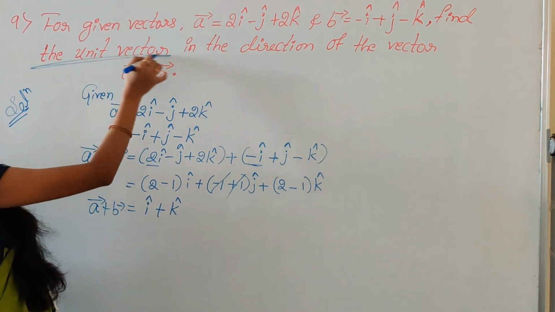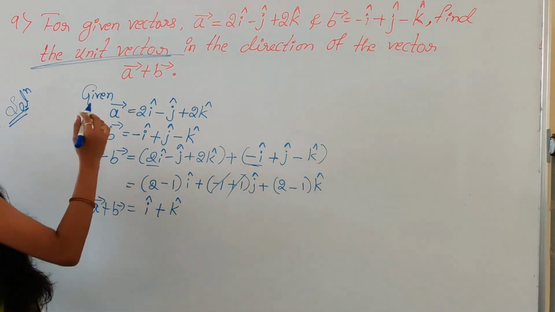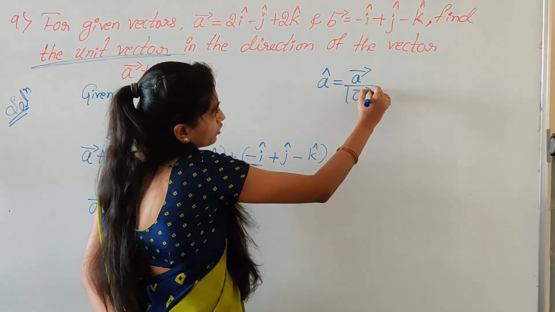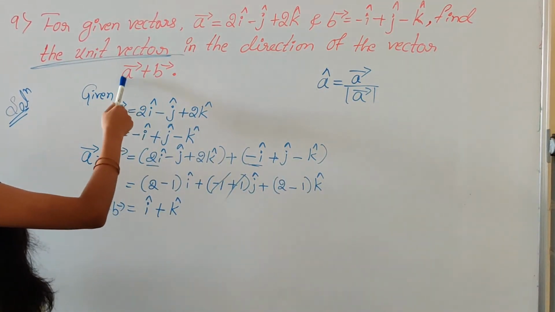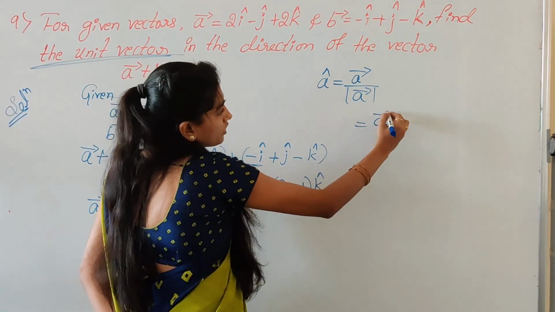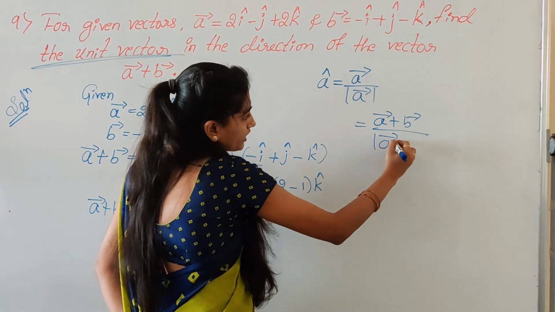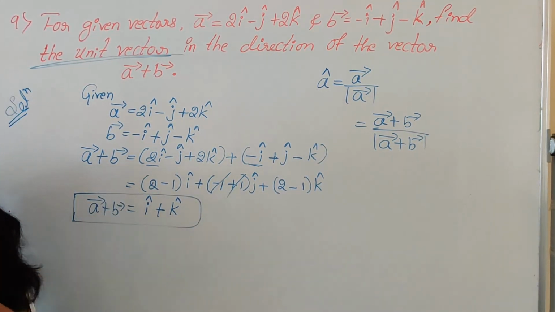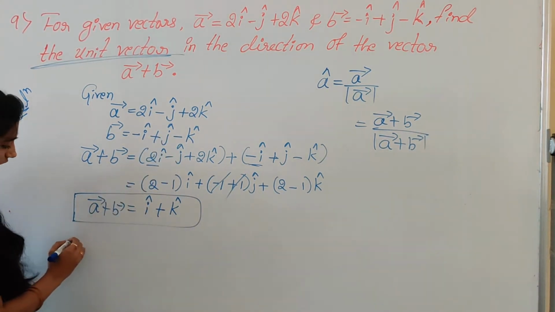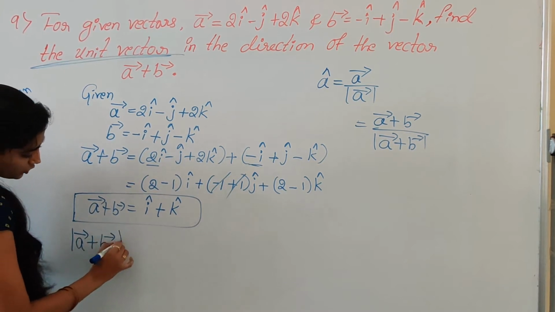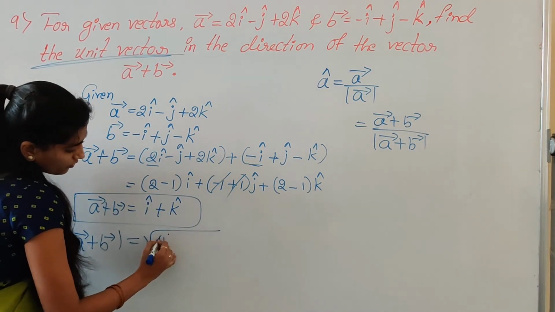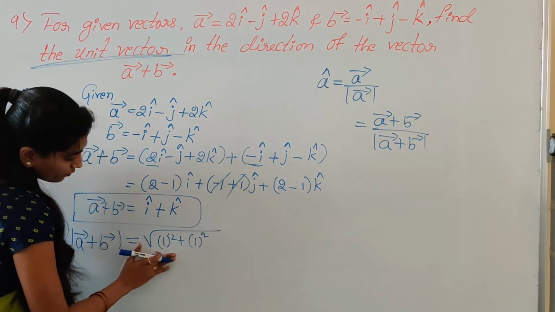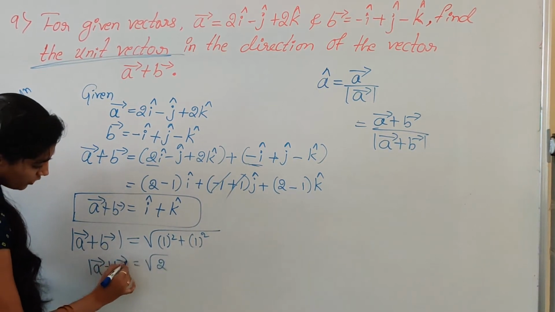Here they have asked us to find the unit vector in the direction of the vector a plus vector b. The unit vector formula is a cap is equal to vector a divided by magnitude of vector a. But here we are finding it in the direction of the vector a plus vector b. So this will be vector a plus vector b divided by magnitude of vector a plus vector b. Vector a plus vector b value is i cap plus k cap. Now we have to find the magnitude of vector a plus vector b. Magnitude is equal to square root of 1 square plus 1 square, that is 1 plus 1 is 2, so the magnitude is square root of 2.